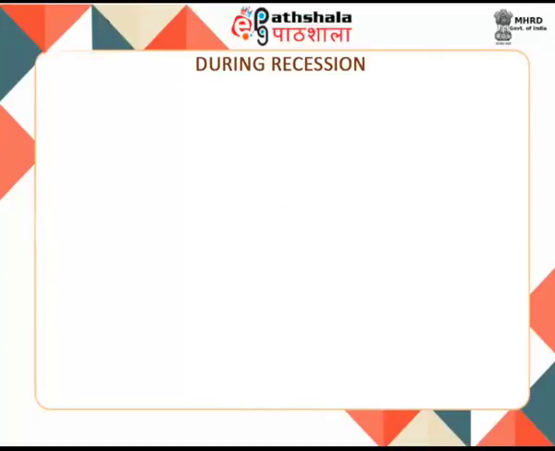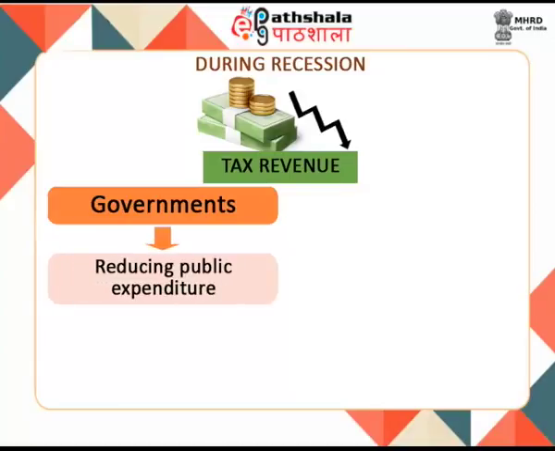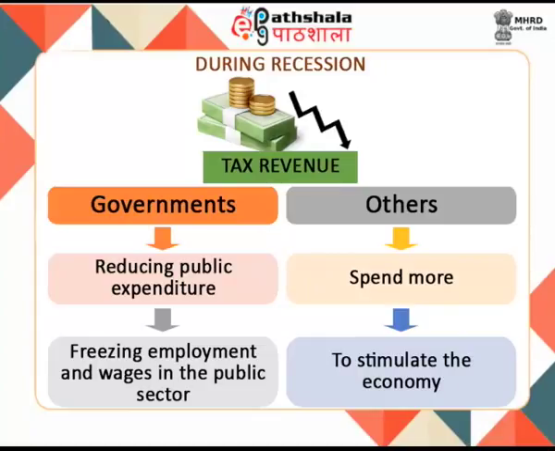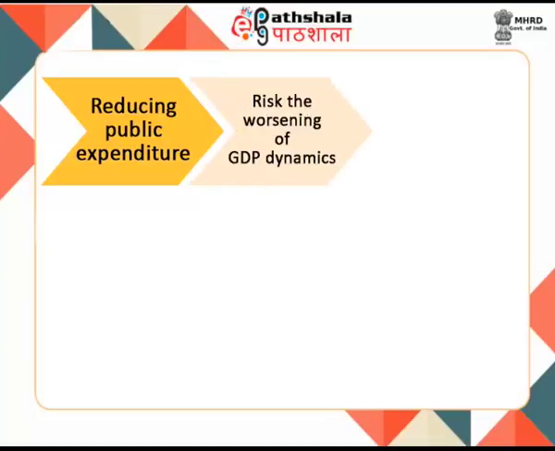Considering business cycles during recessions, as tax revenue tends to fall, some governments react by reducing public expenditure and freezing employment and wages in the public sector. Others decide to spend more to stimulate the economy. Governments deciding to reduce public expenditure risk the worsening of GDP dynamics and thus engendering a vicious cycle which can be broken only by international trade dynamics, financial inflows, or other variables.